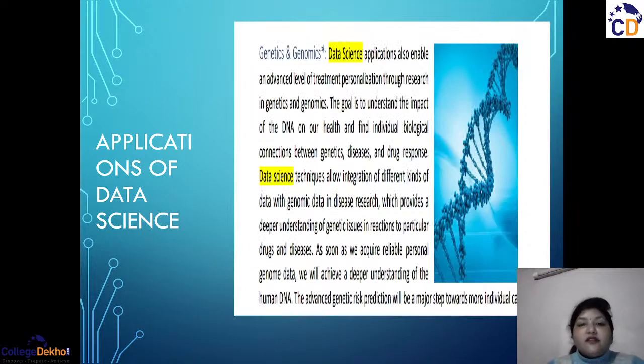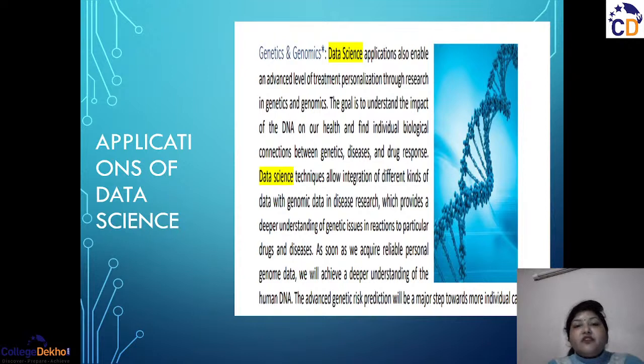Now, the next thing is genetics and genomics. It is also one of the applications where data science is enabled. How? For personalized treatment, it may vary: a person is given a medicine, and the same medicine cannot be prescribed to another patient. Why?